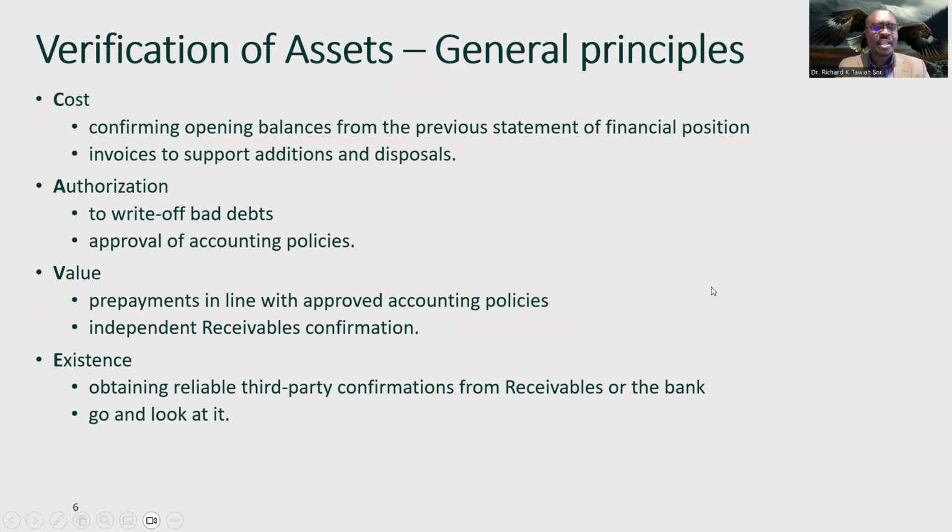Now, verification. CAVE BOB, you may have heard of CAVE BOB, general principles for verifying assets. The cost. Look at the balances from previous year, tie it to the current year balances, okay? Trace it to invoices. If there have been any additions, disposals, trace them to invoices. Who authorized that we should buy this? Who authorized that we should write off the bad debts? Are they in line with accounting policies? What about the value of the assets?